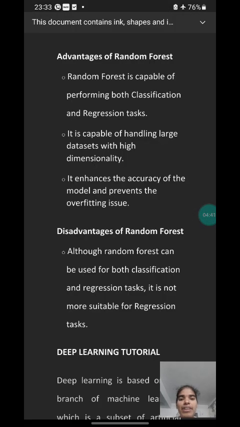Advantages of random forest. Random forest is capable of performing both classification and regression tasks. It is capable of handling large data sets with high dimensionality. It enhances the accuracy of the model and prevents the overfitting issue. Disadvantages of random forest. Although random forest can be used for both classification and regression tasks, it is not more suitable for regression tasks.